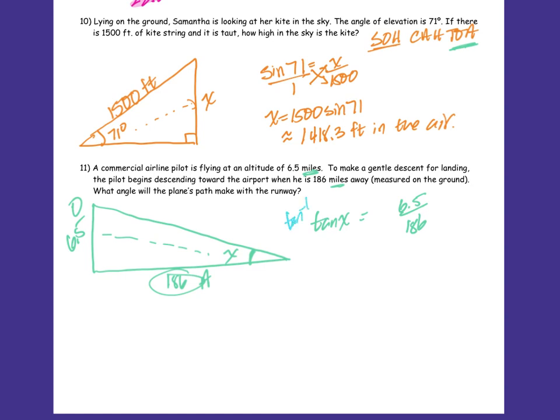So tan inverse. x is approximately going to be equal to tan inverse of 6.5 divided by 186, which is 2 degrees.